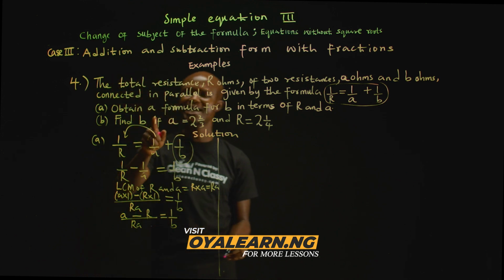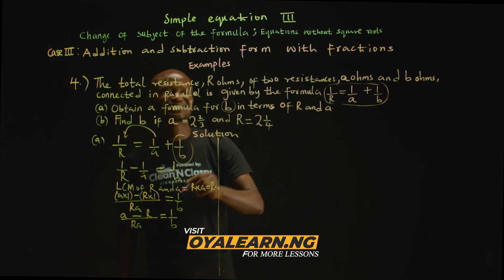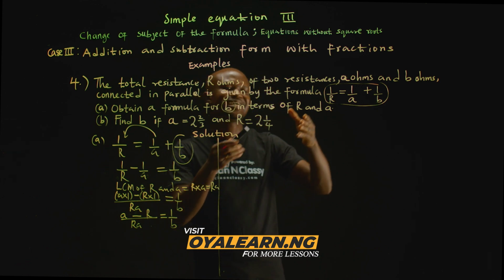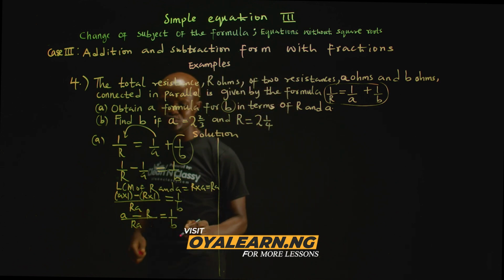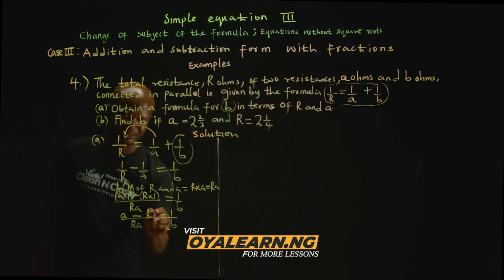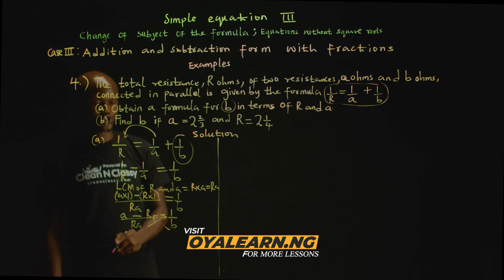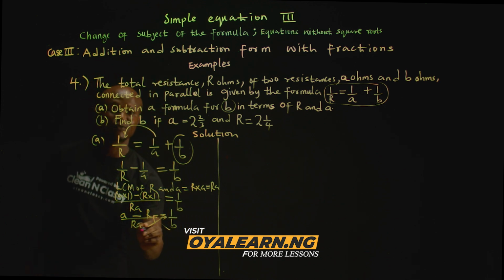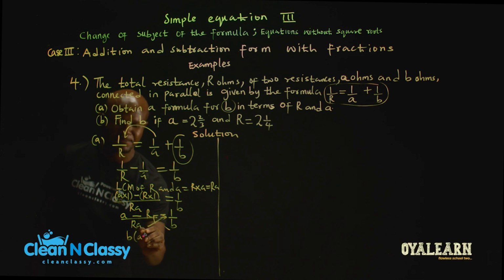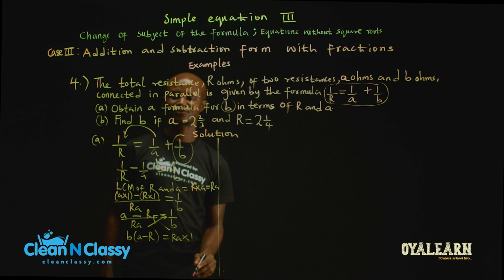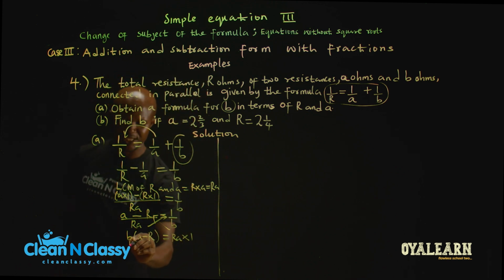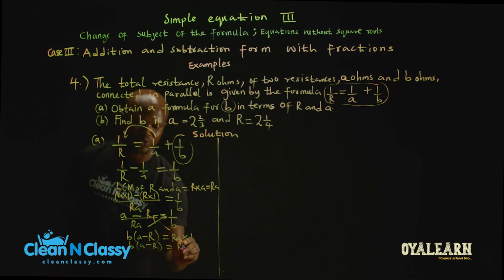Don't forget, we want to make B the subject because it's the same thing as expressing B in terms of R and A. So from here, the next thing to do is to cross multiply. Cross multiplying, we have B into A minus R equals RA times 1. So we now have B into A minus R equals, RA times 1 is RA.